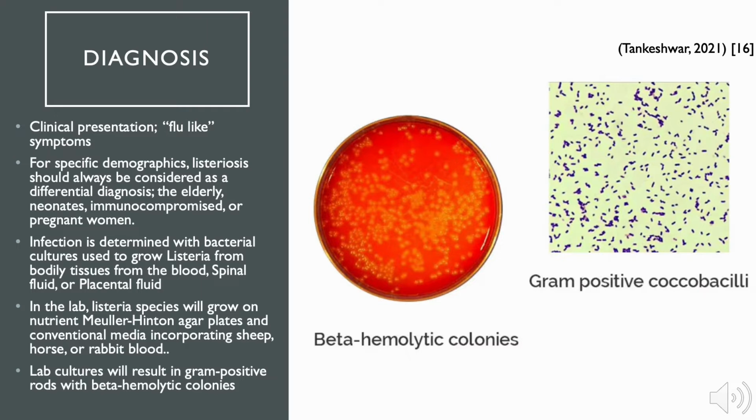To the right, we can see the colonies grown. The gram-positive rods are shown in purple, indicating gram-positive, and the beta-hemolytic colonies are shown, and the lysis of red blood cells does not go past the colonies.